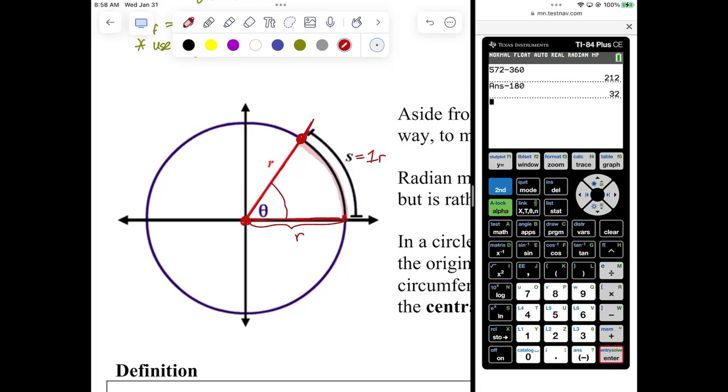S is for arc length, in case you're wondering. And if you're wondering why S for arc length, well, if you just sound out arc length very slowly, you can hear the S sound, right? Arcs, lengths. See, you hear that?